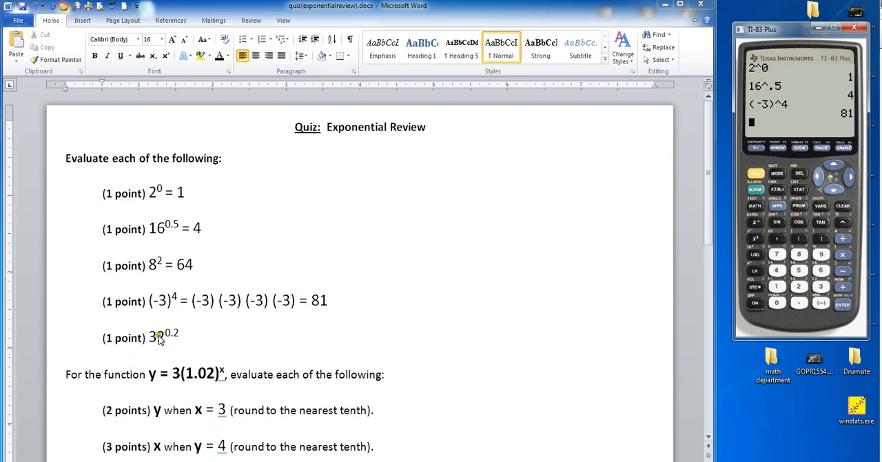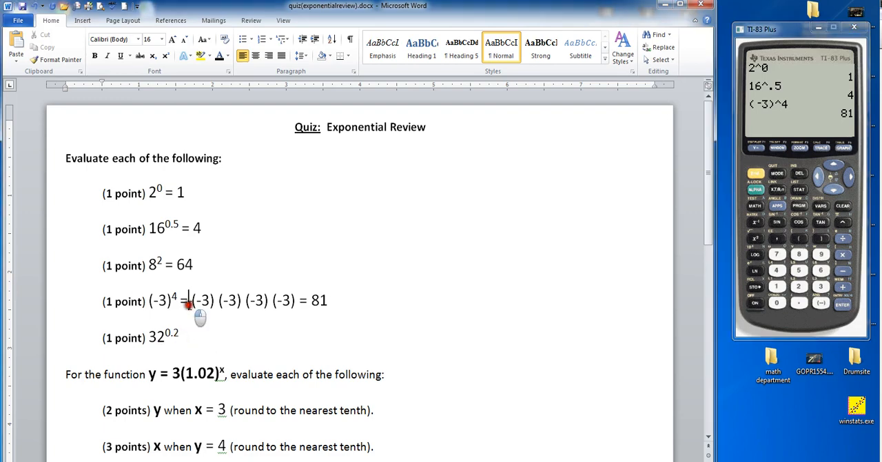This is probably the trickiest one. I'm guessing that you guys may have gone straight to your machines for this one. 32 to the 0.2 power, that's the 2/10 power. Remember how up here the 16 to the 1/2 power was the square root of 16? 32 to the 1/5 power is the 5th root of 32. I hope I just said that right. 32 to the 1/5 power is the 5th root of 32.